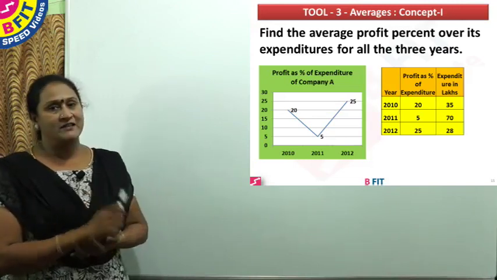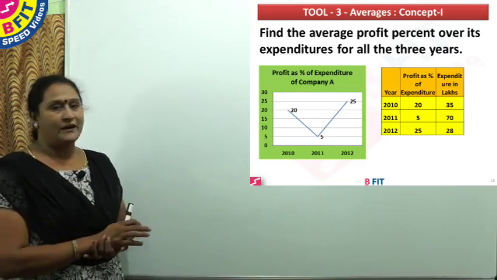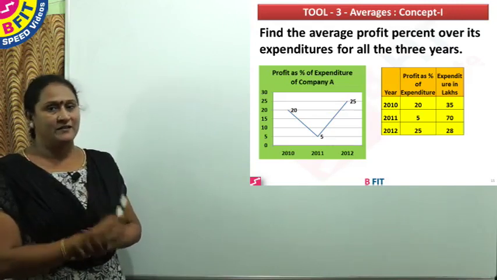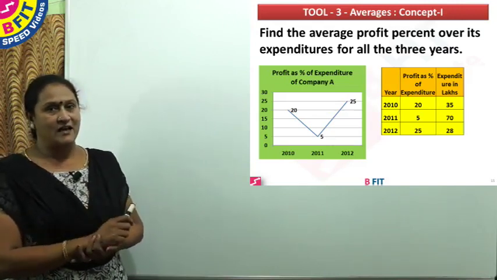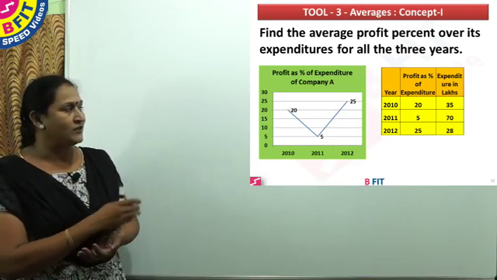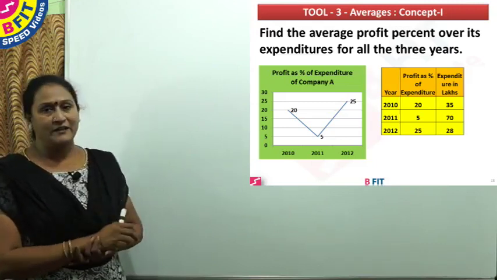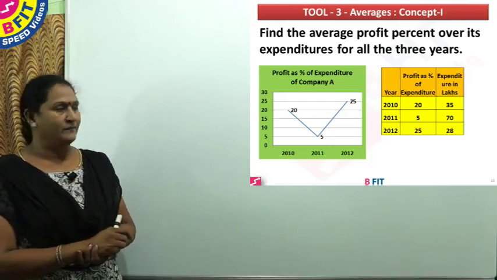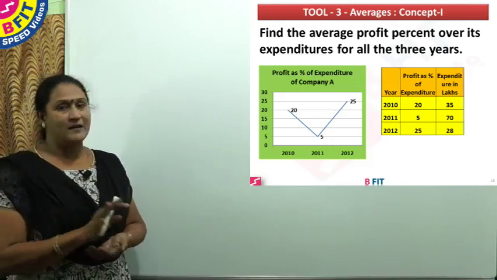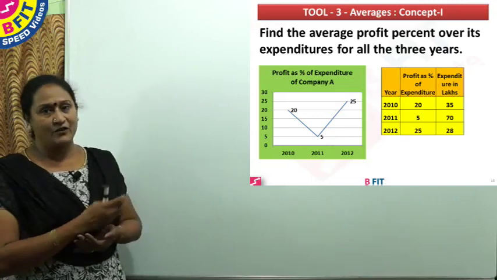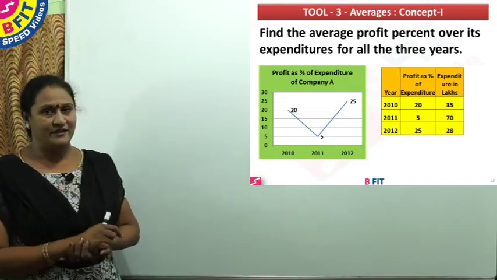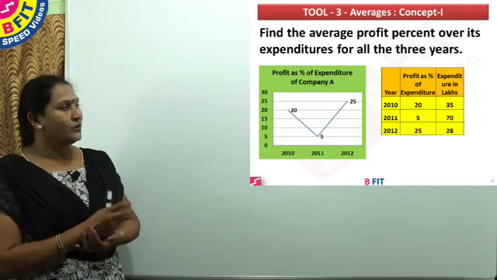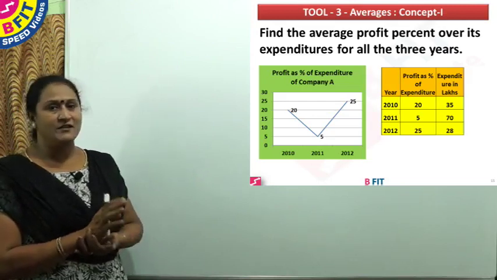So normally when average is asked, we'll add all and divide by number of terms. So here we are asked to find average profit percent. When profit percent average is asked, in a hurry students will add all these profit percents and divide it by 3 and give the average profit percent. This we can do only if the expenditure is same. Suppose for all these years the expenditure is same, then we can just find the average for the given percentages from the graph itself. That is 20 plus 5 plus 25. So adding we get 50. So dividing by 3 we'll get 16.67%.